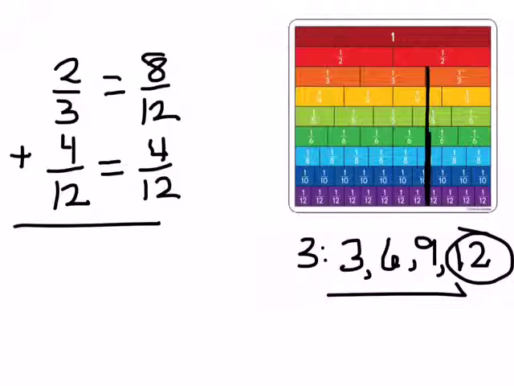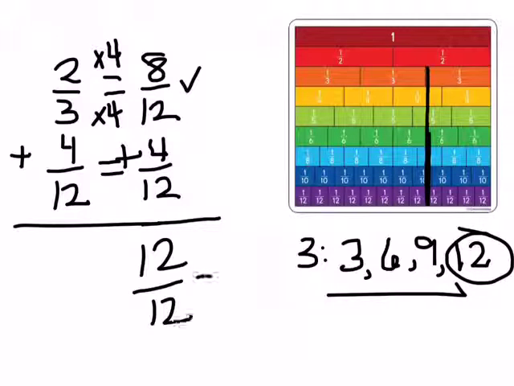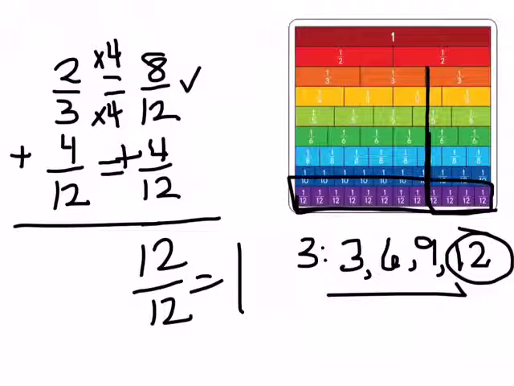So 3 times what equals 12? Well, I know it's 4. And so I need to multiply the numerator also by 4. So 2 times 4 is 8. So now I verified both with the chart and with some multiplication that my numbers are correct and that 2/3 is equal to 8 twelfths. Now I can add 8 twelfths plus 4 twelfths, which is 12 twelfths or 1 whole. And I can check that down here because I know that this is 8 twelfths. And if I add 4 more twelfths, I see that I have the whole thing.